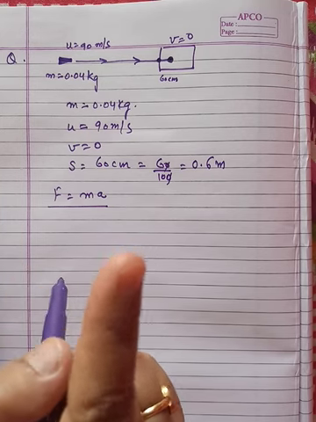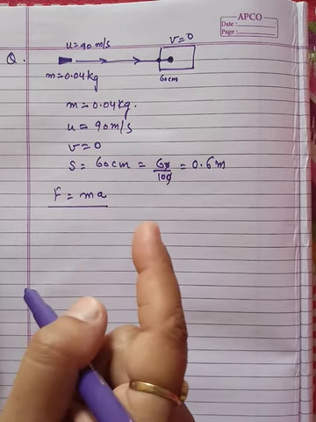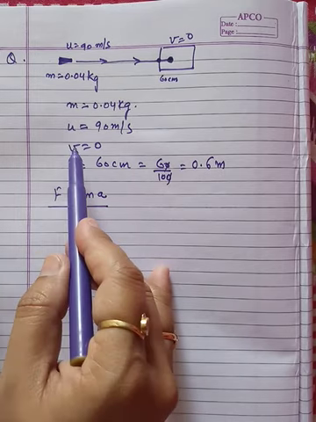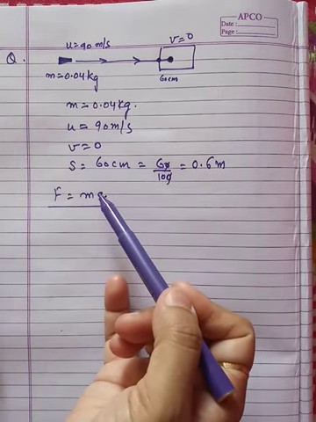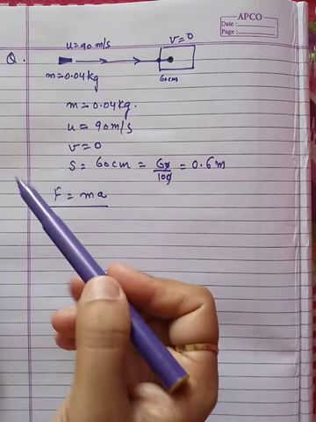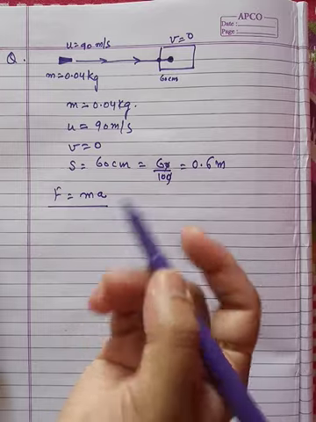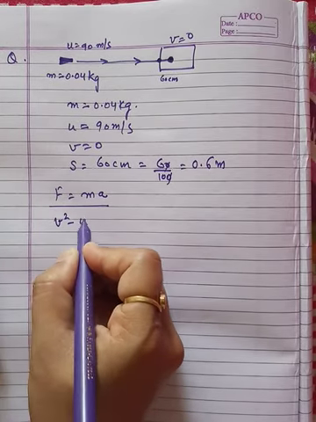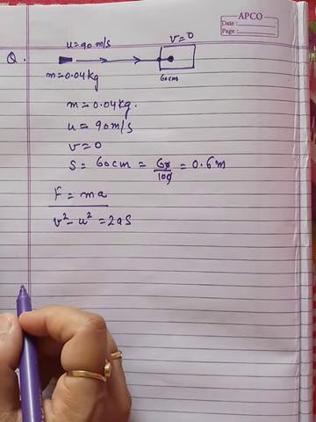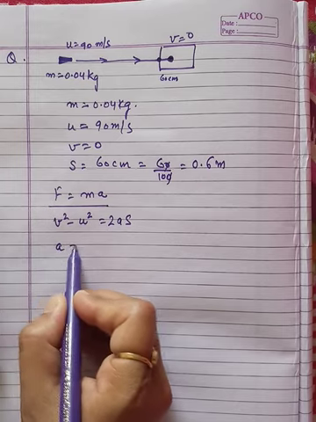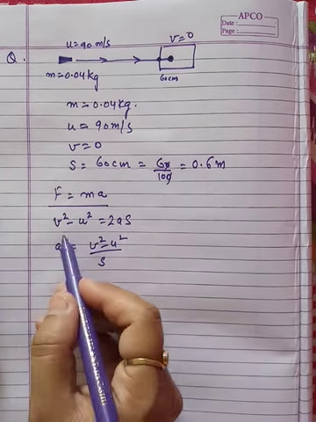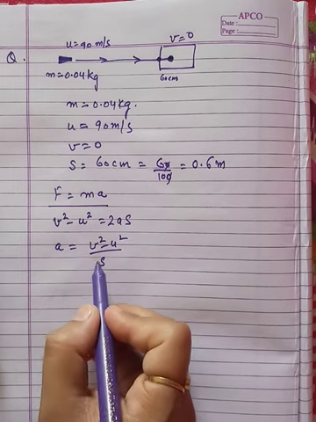If time was given, as in the previous question, acceleration was v minus u upon t. Then we could find out a in that case, but here we are given s only, that is distance. So equation number 3 we can use to find out this. To find out a, we should use the third equation of motion. So a is equals to v square minus u square divided by 2s.